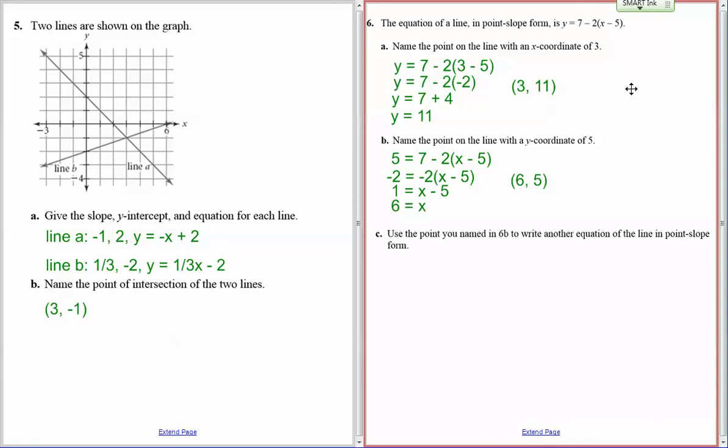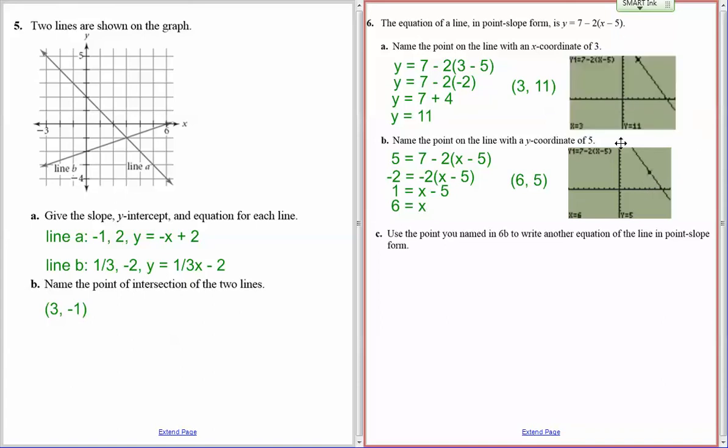By the way, I went ahead and graphed the equation, and I used the trace function to figure out that when x is 6, y is 5, just to check myself. And I did the same thing up here, graphed the function, and I typed in 3 on the trace function, and the 11 is the output. So, why not check yourself if you have access to the graphing calculator?